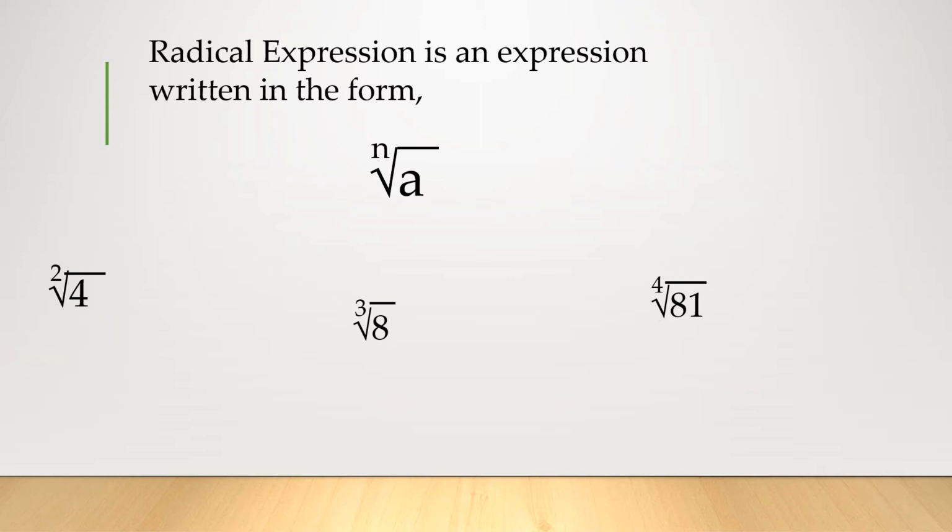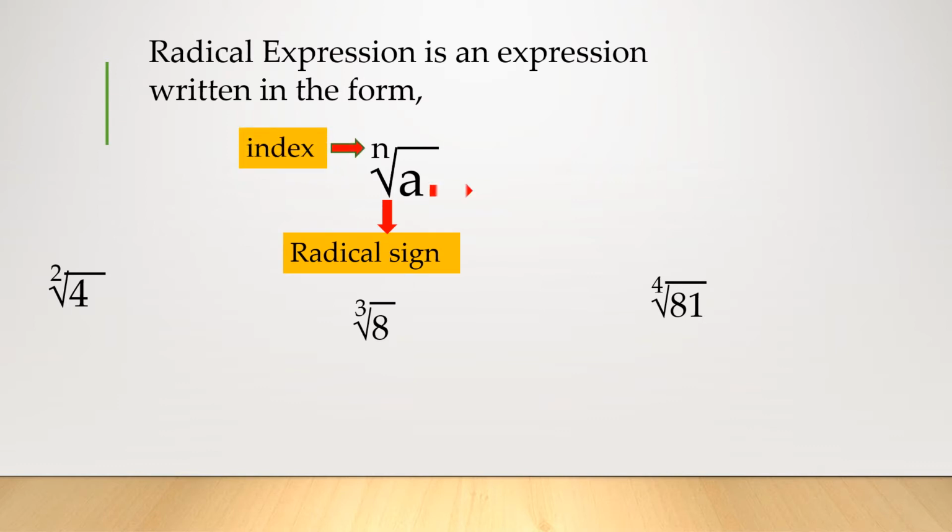So I have here the nth root of a. That is what we call the radical sign. That's the index, and this is the radicand. Now, I have here an example of an expression written in radical form.